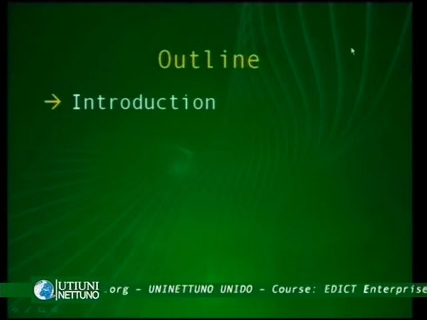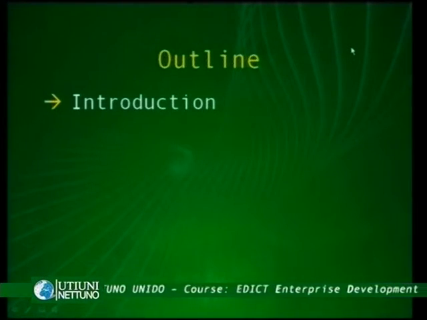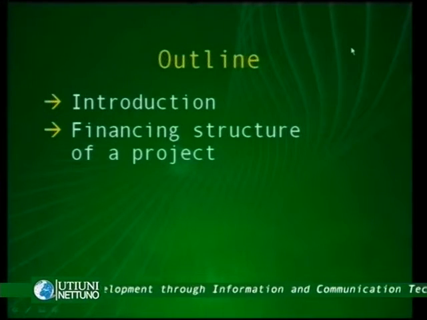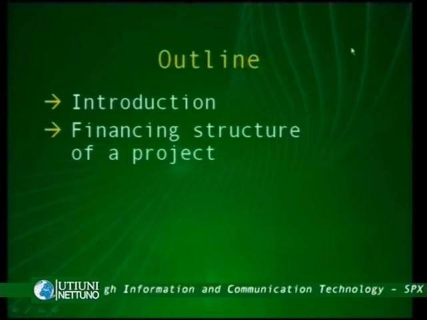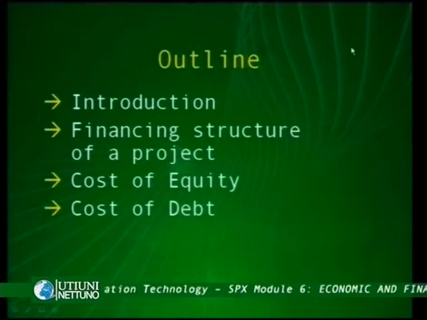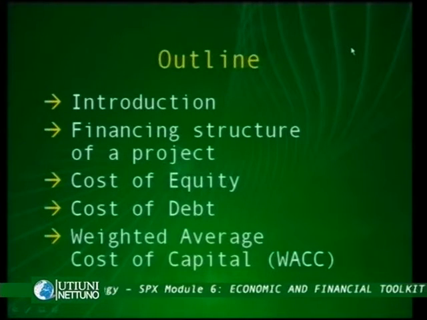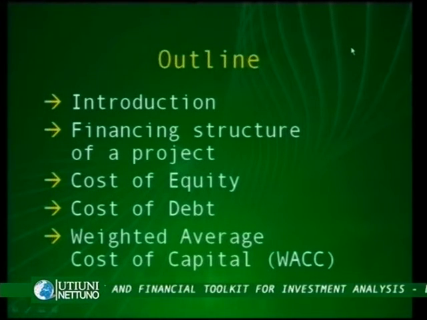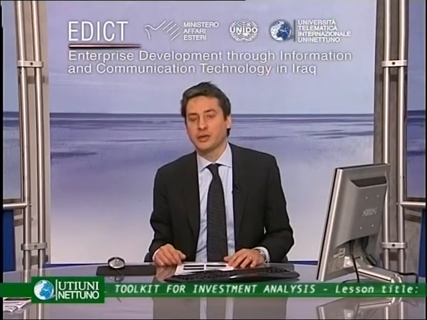This is the outline of the class. We'll first have a brief introduction about the topics of today. Then we'll recall the financing structure of a project, and we'll link that to the cost of the different sources of finance. Then we'll analyze in particular the cost of equity. Then we'll look at the cost of debt. And finally, we'll determine the weighted average cost of capital, also defined as WACC, that is the total cost of capital that the firm has to pay in order to raise the financial sources needed for the realization of the project.